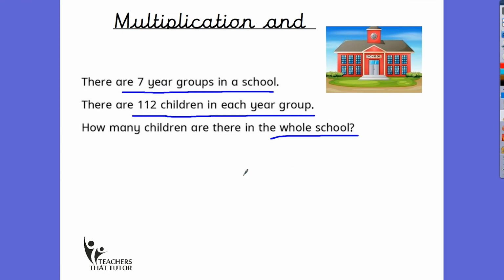So what do you think we have to do here? Well, we've got 7 year groups, and in each year group we've got 112. So essentially we're doing 7 times 112. So part of this is the children being able to tease out the maths. What is it they're being asked to do? Okay, understanding that they're asked to do a multiplication. And once they know, then they can work it out in the same way.